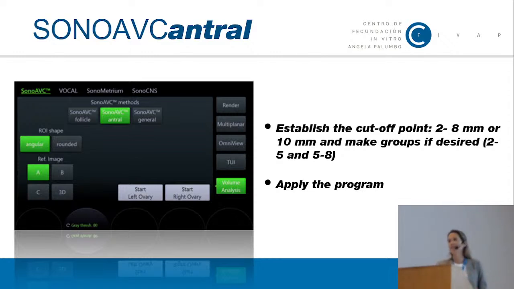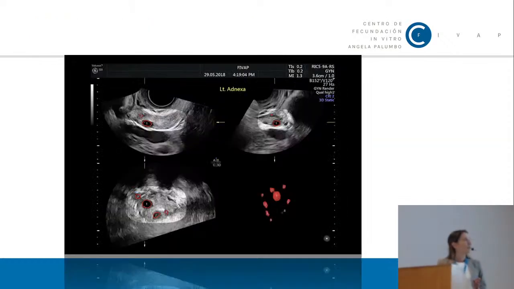It's very easy to apply. We just have to acquire the volume, then select volume analysis, SonoAVC antral, and press start left or right to apply the program. In a few seconds, we will have the multiplanar view and the 3D representation of all the follicles. We have to check the results. If we are happy with them, we go to the report, and if not, we have to do some post-processing work.